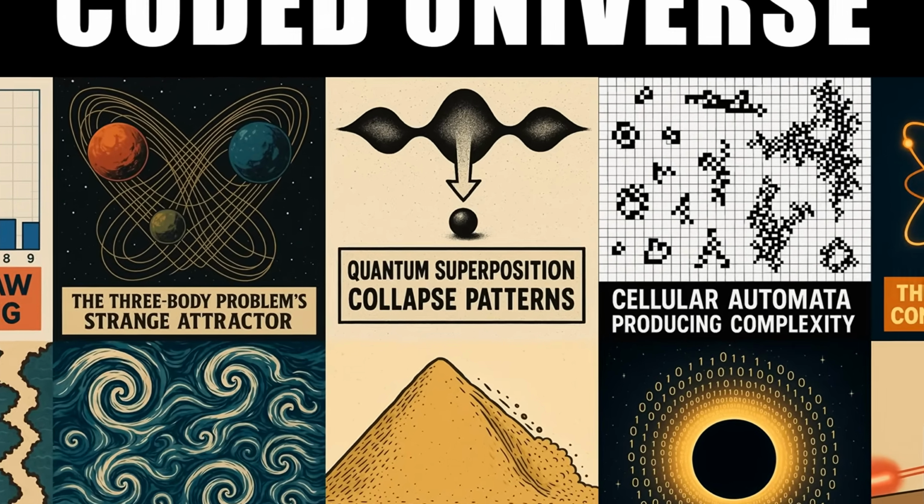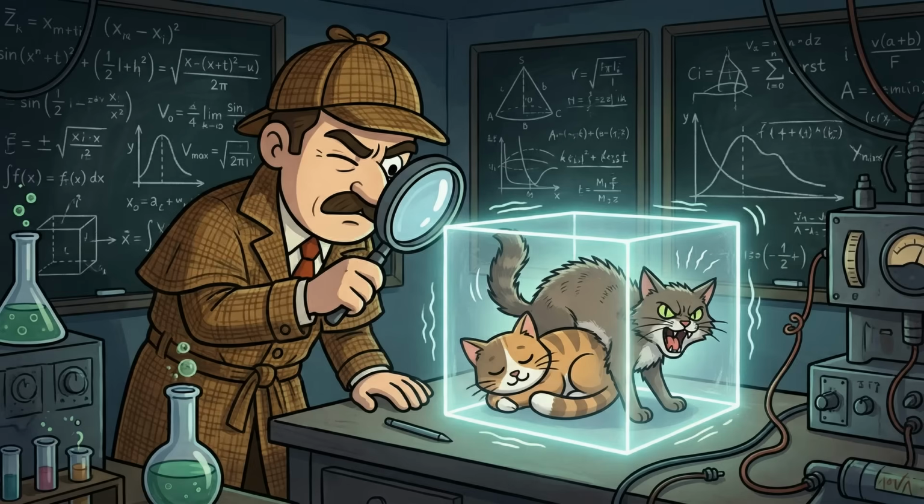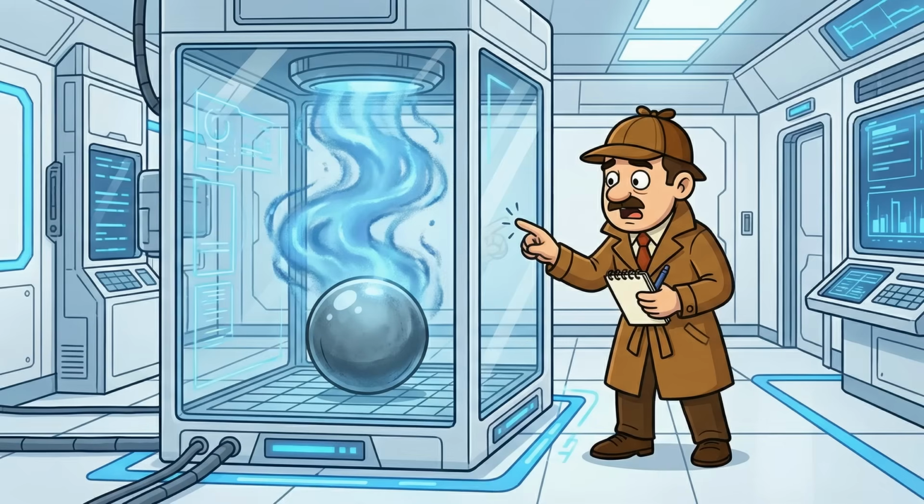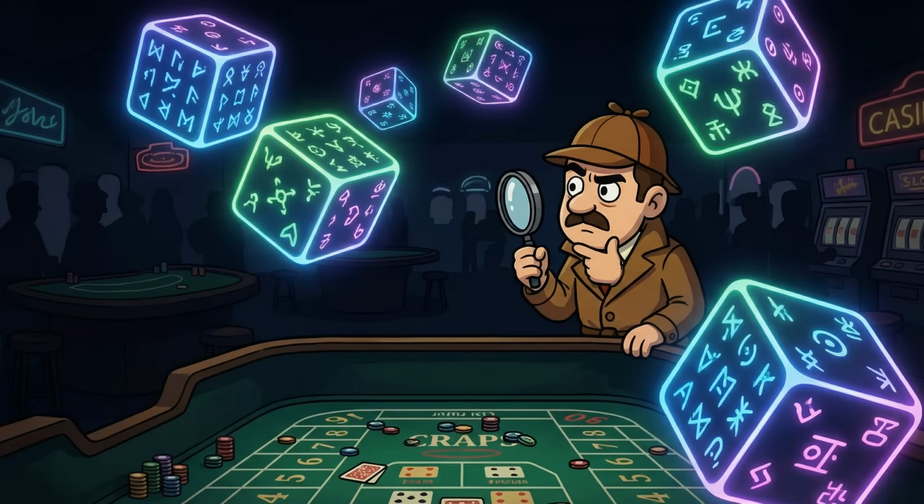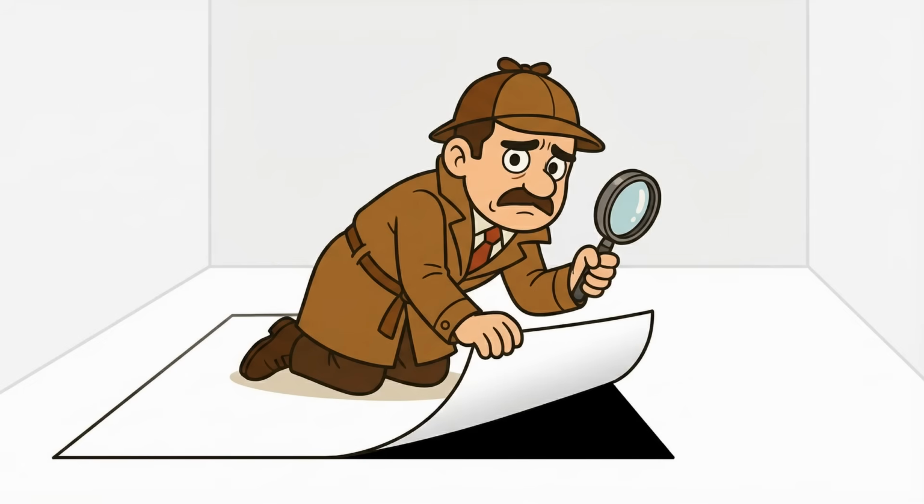Quantum superposition collapse patterns. Quantum mechanics describes particles as existing in superposition, occupying all possible states simultaneously until measured. When you measure a quantum particle, the superposition collapses to a single definite state. Which state you get appears random, determined only by probabilities calculated from the wave function. This seems like fundamental randomness.